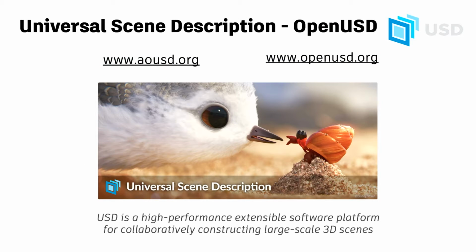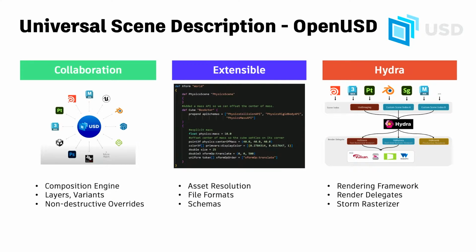So what is USD, or OpenUSD as it's now branded? It's an open source project from Pixar that they open sourced in 2016. It's not really a file format. Well, it certainly describes a scene graph, but it's more a software platform. So a high performance extensible software platform for collaboration workflows of large 3D scenes. And USD is interesting in several different ways.